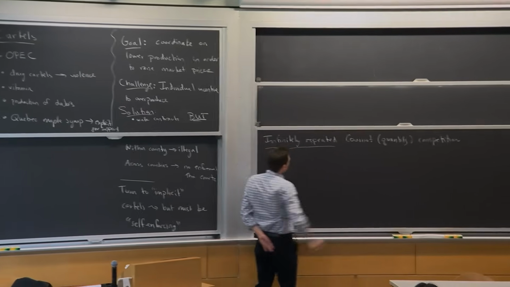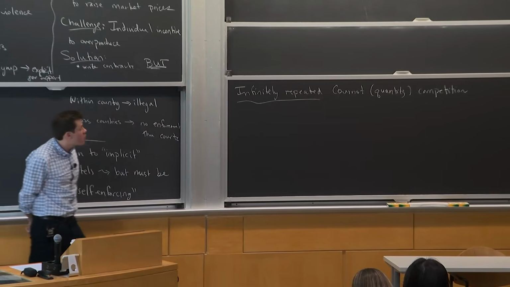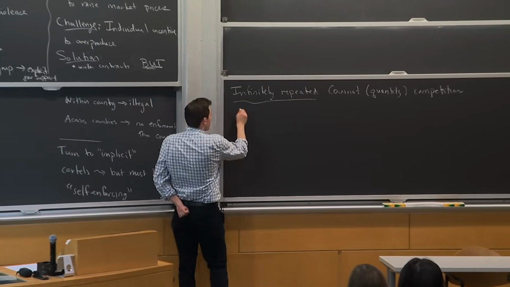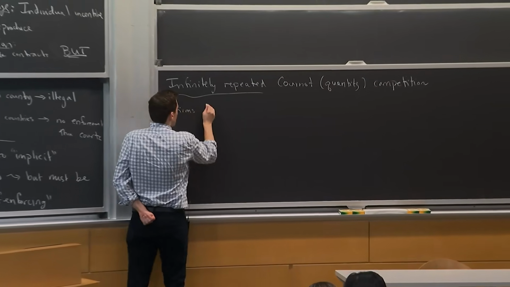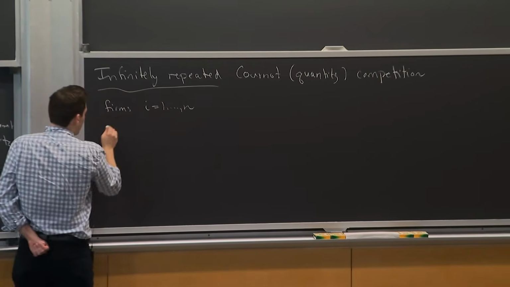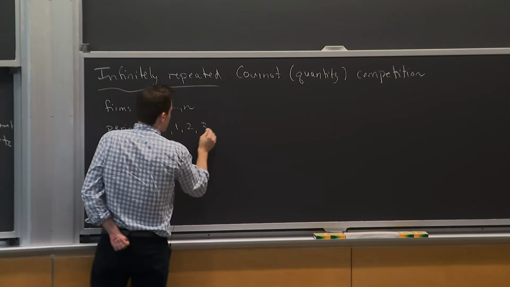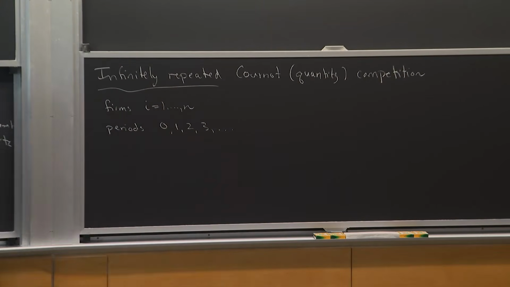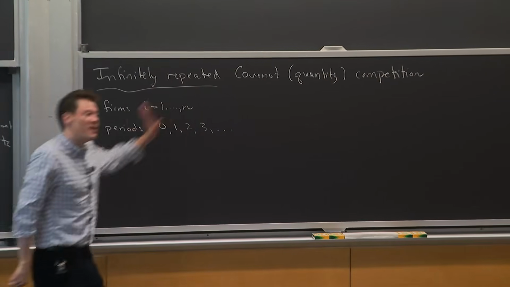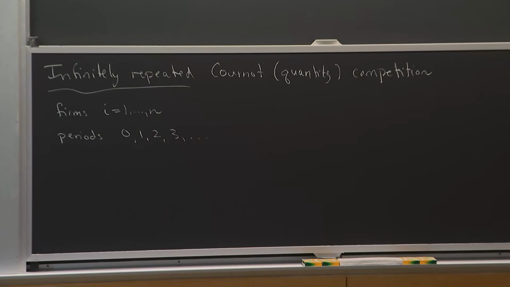So what's the model? The model in each period is just going to be standard Cournot quantity competition. So let's say we have firms i equals 1 through n. And we have periods 0, 1, 2, 3, and so on. Again, there's no natural point in time when OPEC breaks down. Maybe eventually we run out of oil, but we don't know exactly when that is. So I think the infinite horizon model is a pretty good model for that.